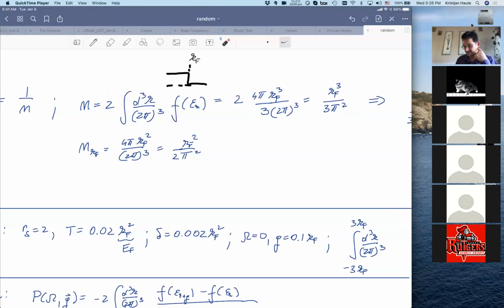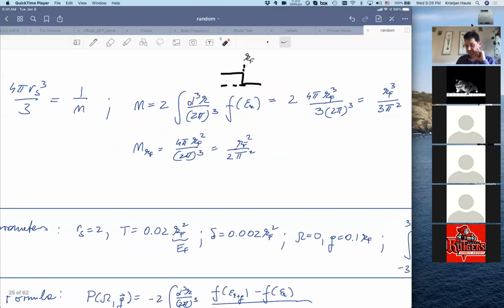Okay, so this is then the density, and if you evaluate this, you get this number, pretty trivial, and then this is equal to kf to the 3 divided by 3 pi squared. And so the density is kf to the 3 divided by 3 pi squared, but on the other hand, one over the density is 4 pi rs to the 3 divided by 3.